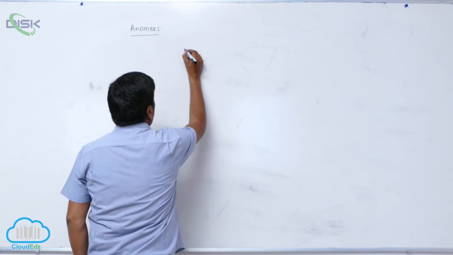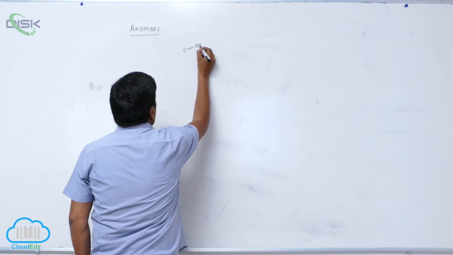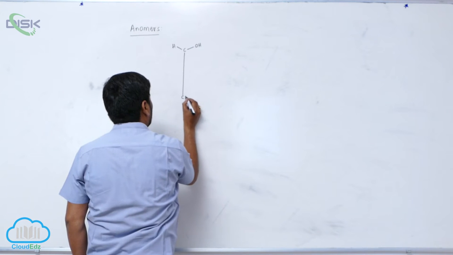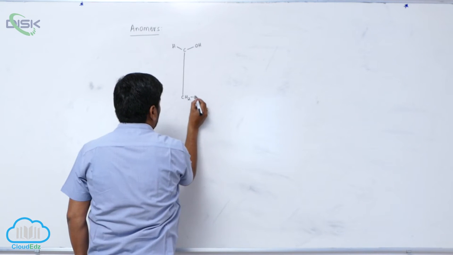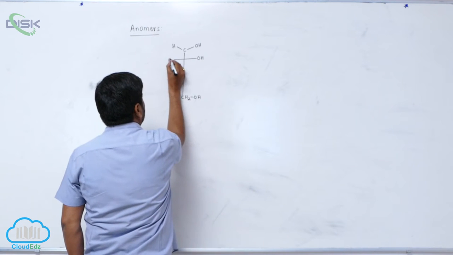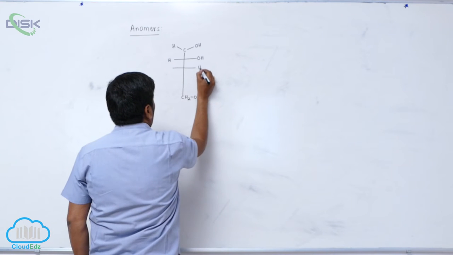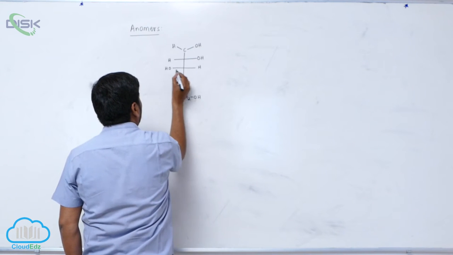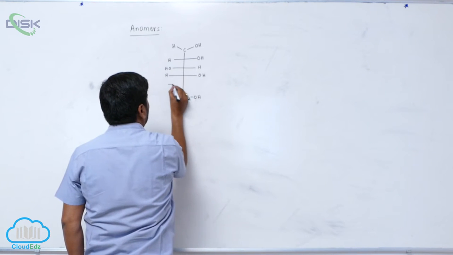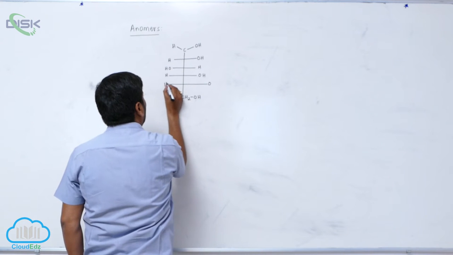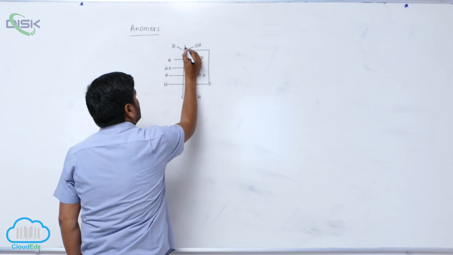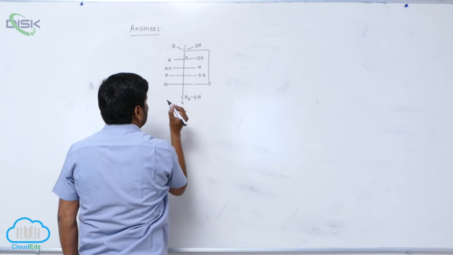For example, OH, hydrogen, CH2OH, OH hydrogen, hydrogen OH, OH hydrogen, hydrogen. This is the first carbon. This is which carbon? Sixth carbon.